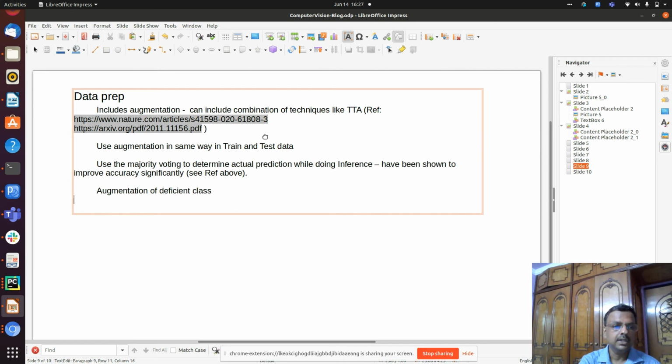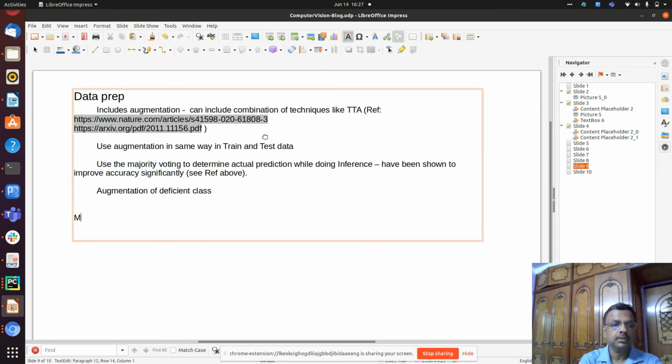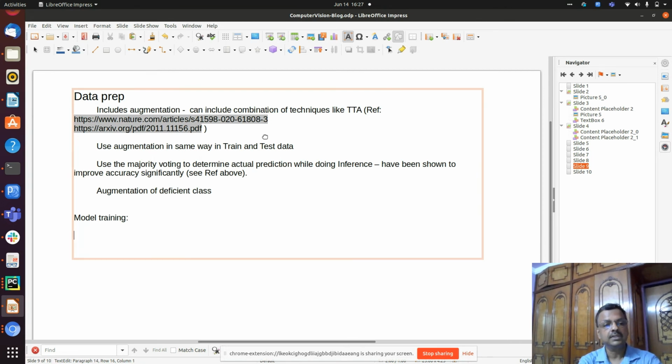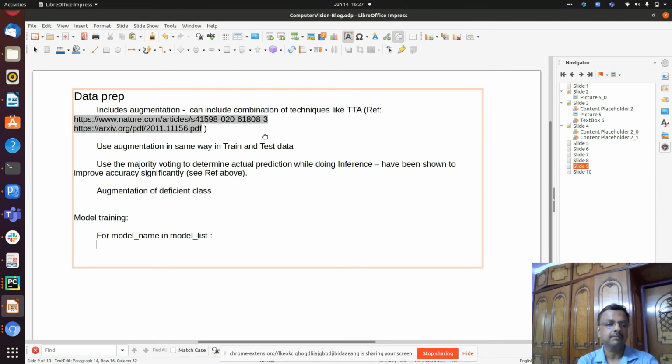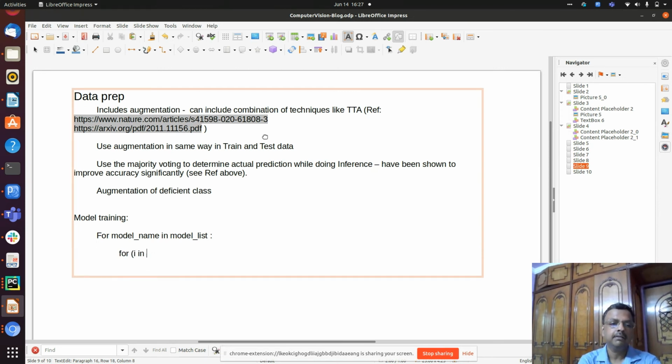Right. Once we do the data preparation, we come to the model training. Now, as I was saying, in a professional manner, we say for model name in model list. So instead of using one model, we use a list of models. It could be ResNet 50, ResNet 101, right? We iterate.